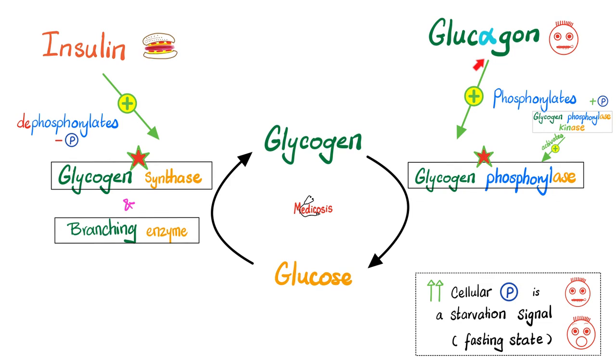Notice that glucagon, the land of starvation, adds a phosphate. So if I see tons of phosphate in your cell, it means that you are starving. Accumulation of cellular phosphate is a starvation signal, signifying prolonged fasting.